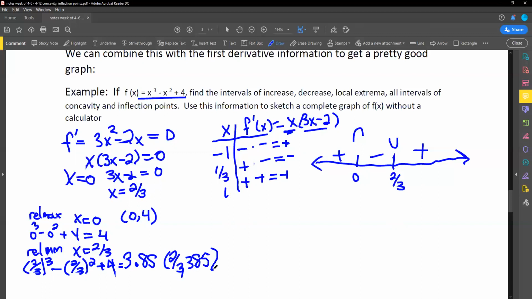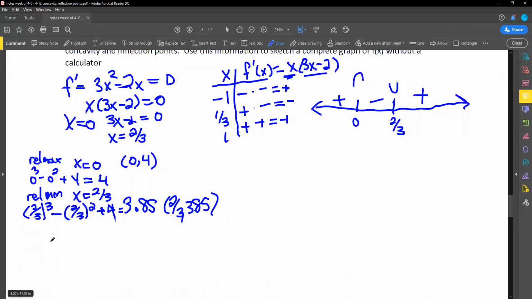Okay, so that's our first derivative work. Now we're going to work with the second derivative to determine the concavity of this thing. So f double prime would be 6x minus 2. If I set that equal to 0, I get x equals 2/6, or 1/3 if I reduce it. So this is a potential inflection point because this is where the second derivative equals 0.